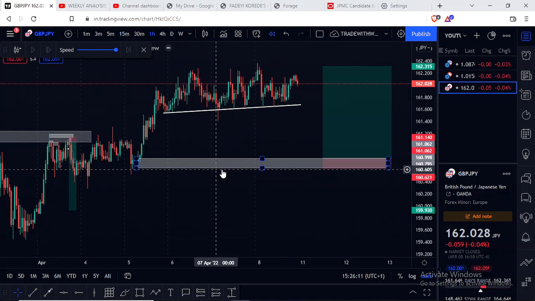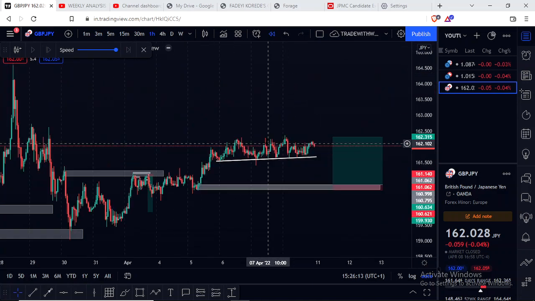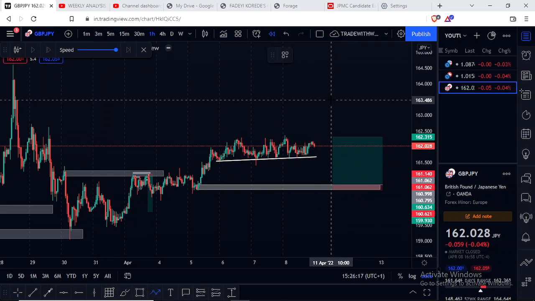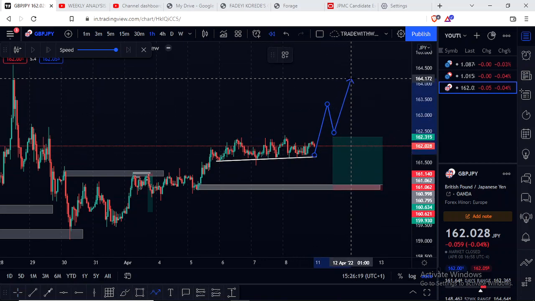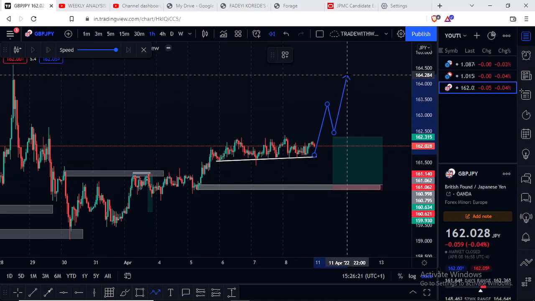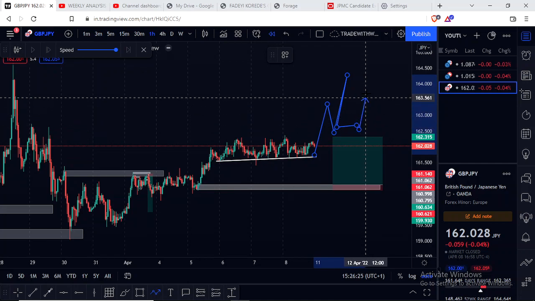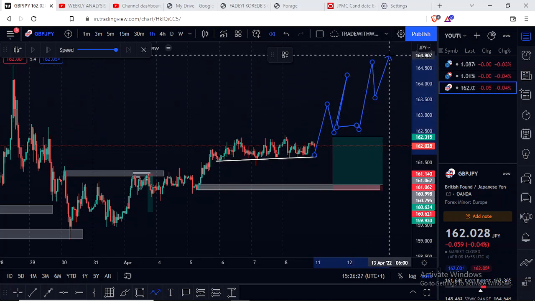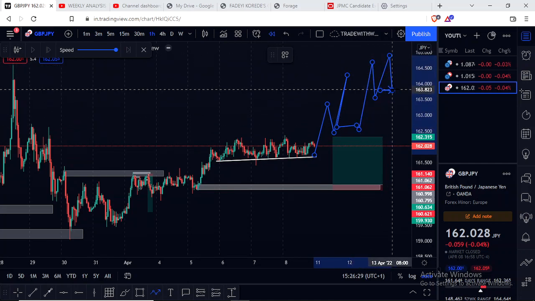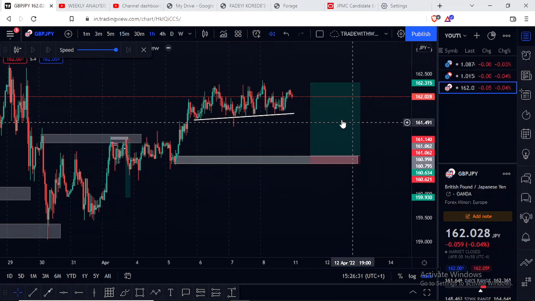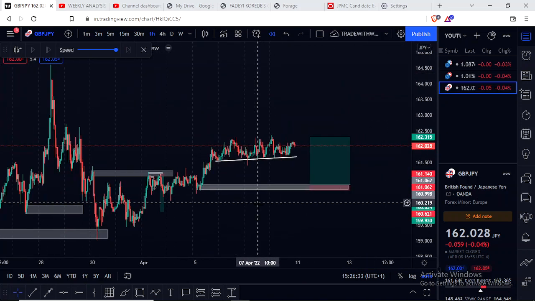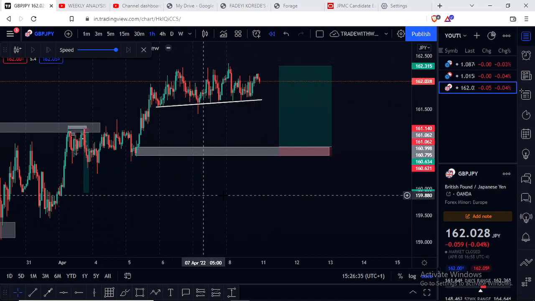So I'm expecting this. But if it doesn't come down, we don't always get the whole retracement. It might just continue going up like this and so on. So as it goes up, we wait for demand zones to form like this. We take our buys from the demand zones here. As it goes up again, giving us a demand zone, we take our buys from demand zones that have been formed, and so on and so forth. You understand? I think this is all I have on GBP JPY.